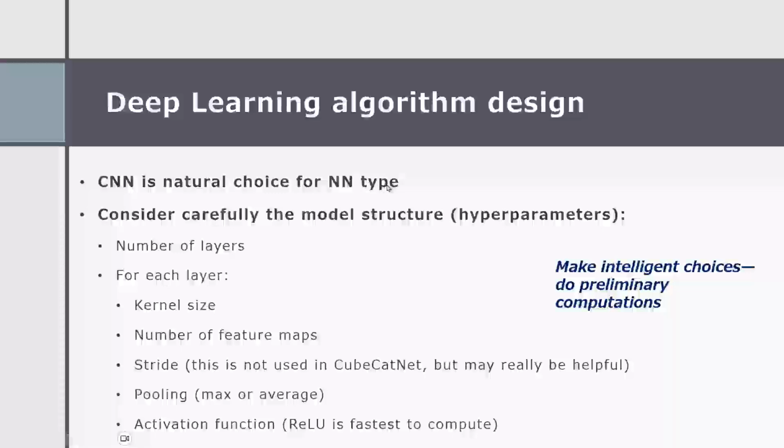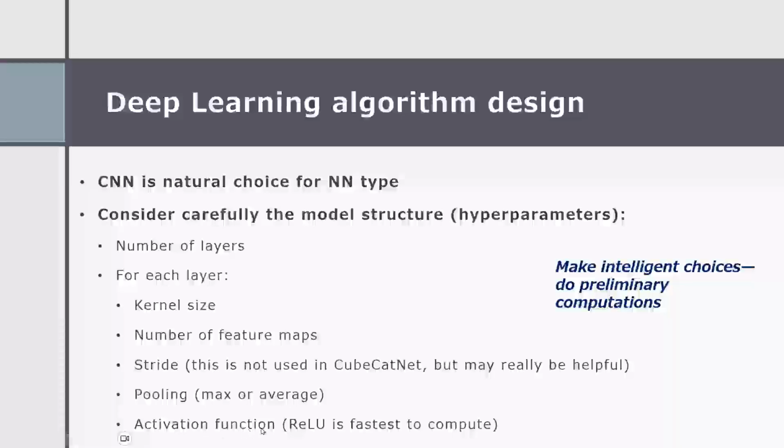All right, but within CNN, there's a lot of additional choices. How many layers? For each layer, what size kernel do you use? I'm assuming you know something about convolutional neural networks. If you don't, you can certainly find lots of references online. How many feature maps do you use? What stride do you use? Now, this is not used in CubeCatNet, but it really may be helpful because it's a way to greatly reduce computation without getting rid of a lot of data, still preserving a lot of data. So pooling, should you use max pooling or average pooling?